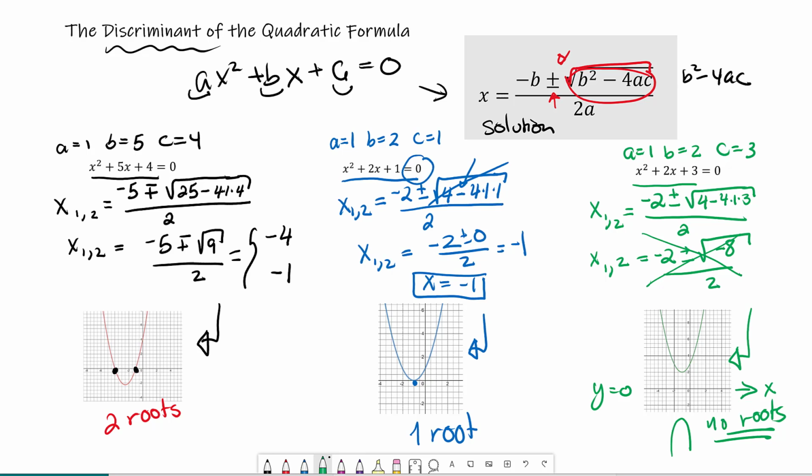So sometimes when we're not sure if we're going to have a solution or not, it makes sense to just look at that square root and see if we will be able to cross and intersect the x-axis.